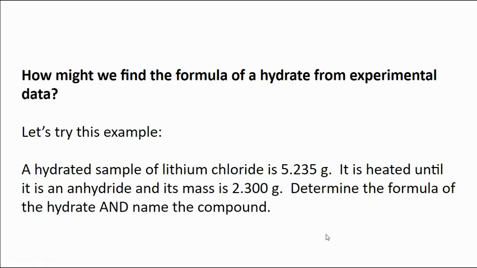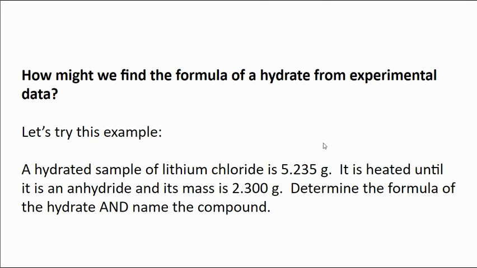Now, the other kind of permutation or form of this question you might see is rather than being told the exact masses, you may have to use some experimental data. So for my second example, we'll go through this one. Let's say we have lithium chloride and it's a hydrated sample. So I take the mass of this, place it on my balance, 5.235 grams.